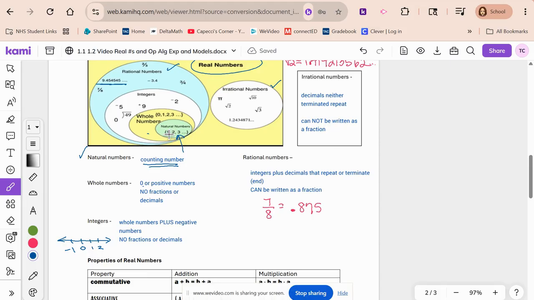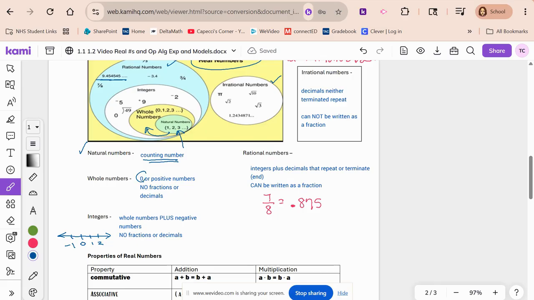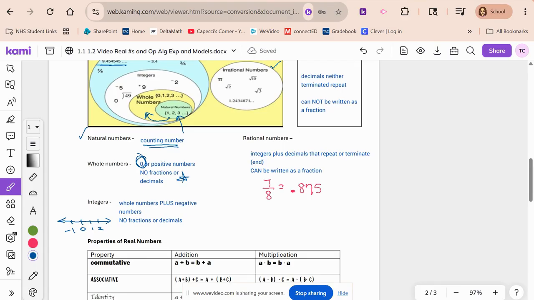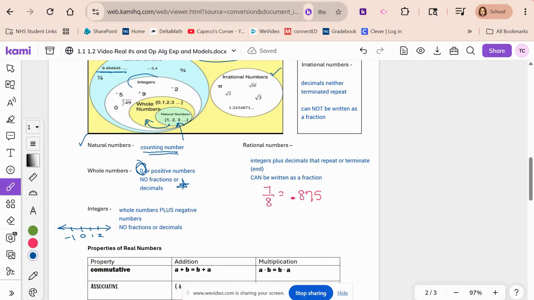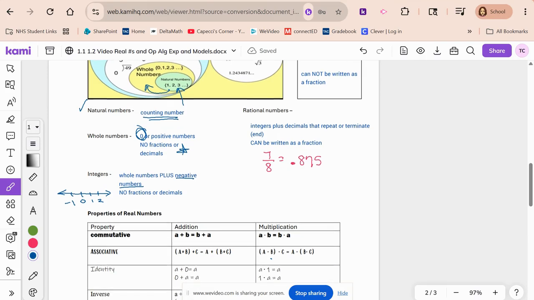If I continue through those ovals, the next one is whole numbers. So that includes all the natural numbers, but it also includes 0. So it's 0 and all positive numbers. Again, no fractions or decimals. As I continue, we go next into integers. Now, integers are everything we've had so far, plus the negative values. Again, no fractions or decimals. So I like to say, if I asked you to create a number line, the integers is probably what you would draw. You would have 0, 1, 2, and keep going, and you'd have negative numbers, right? No fractions or decimals. They are your integers.